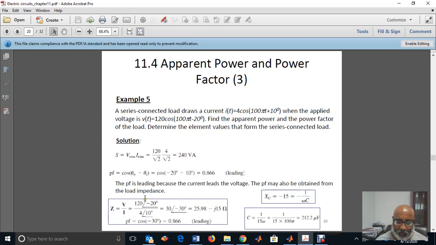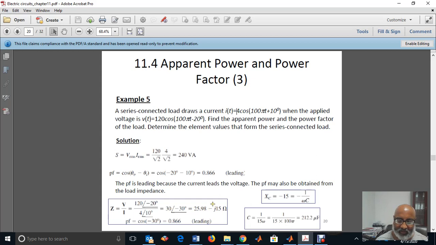The power factor may be obtained also from the impedance. Let's calculate the impedance. Z equals V over I. V is 120 at an angle of minus 20, I is 4 at an angle of 10. Then we have 30 at an angle of minus 30. This is polar form. When we change it to rectangular form, we have this real part plus minus this imaginary part. As you see, it is minus j. Minus j means it's capacitive.